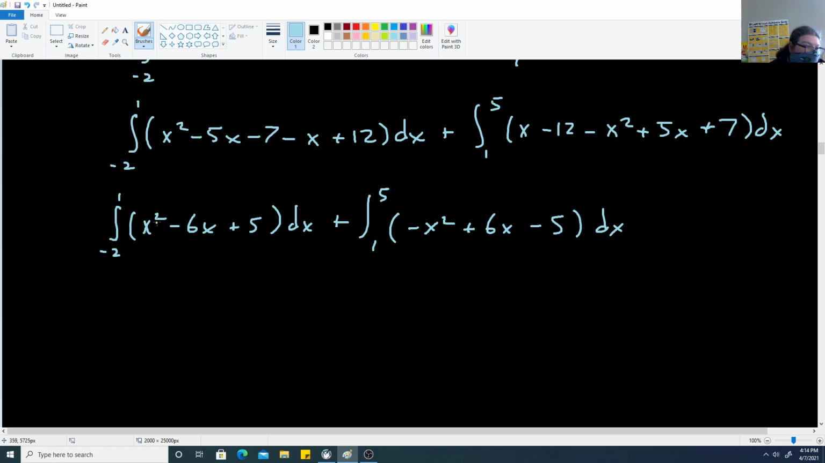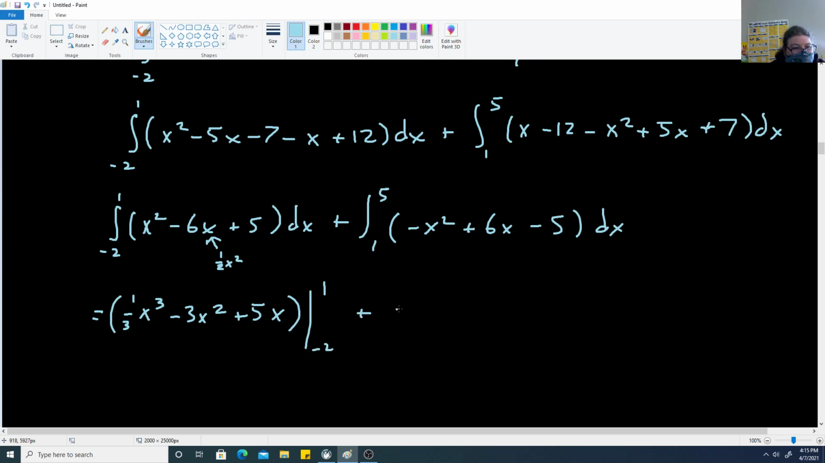So to integrate x squared is going to go to 1/3 x cubed. The x by itself will go to 1/2 x squared. Negative 6 times a half is negative 3x squared. And then we get plus 5 times x. We're going to evaluate that from negative 2 up to 1.